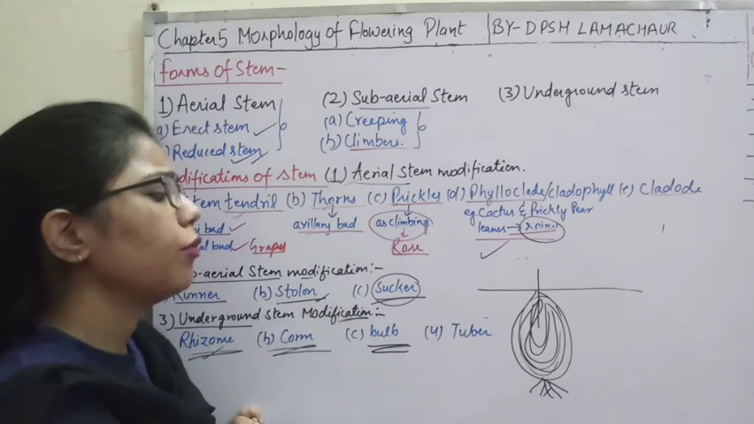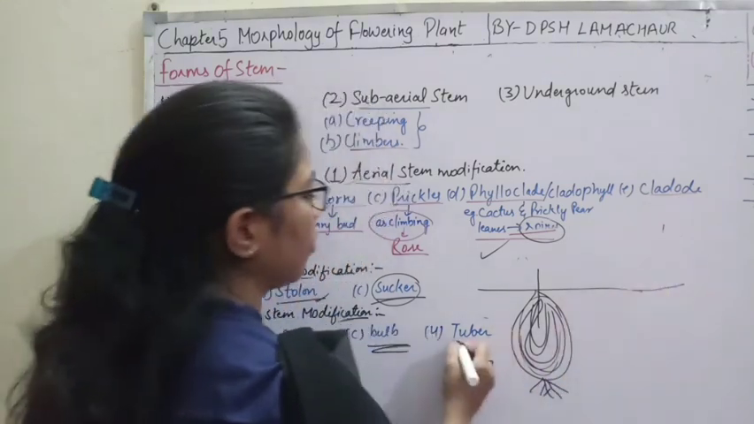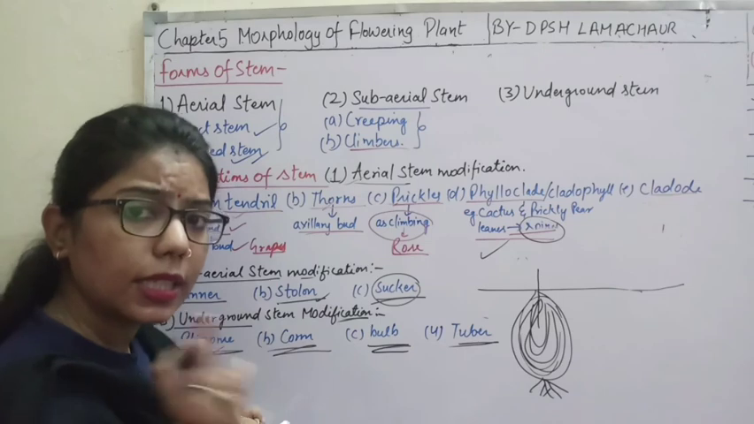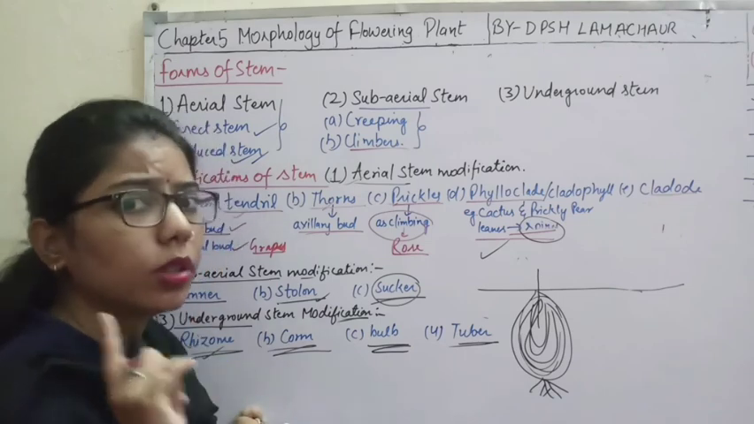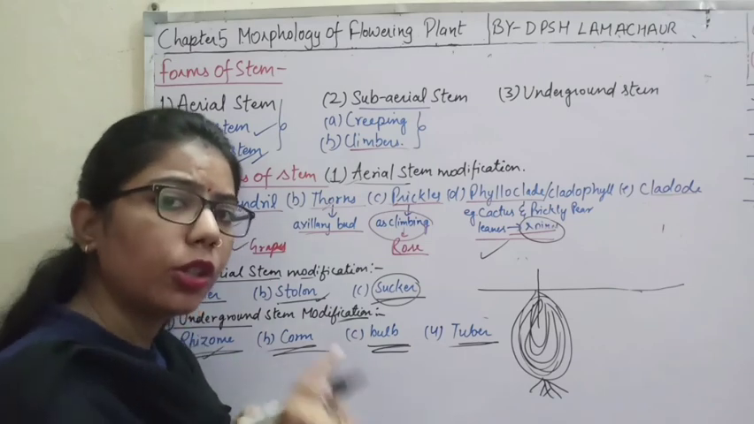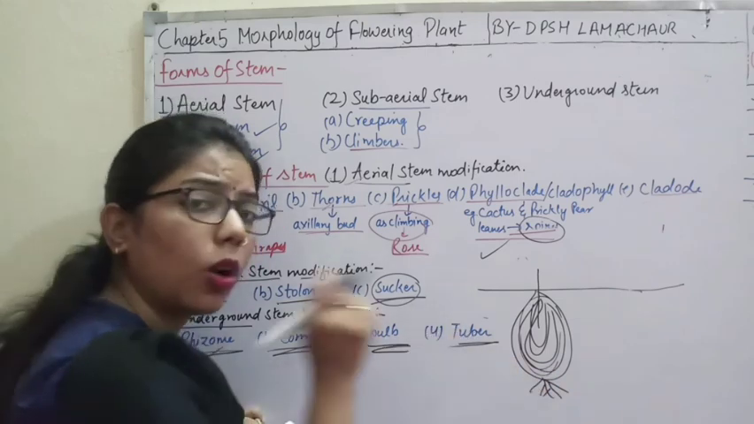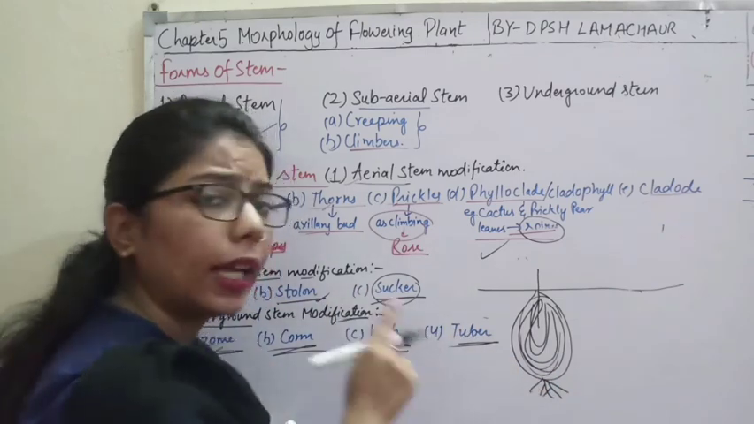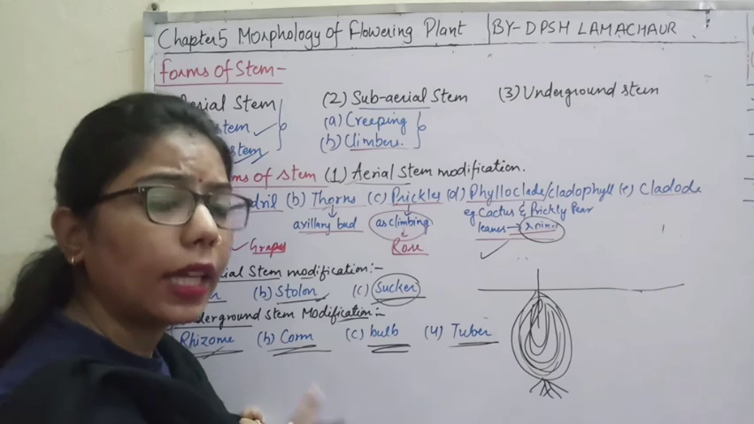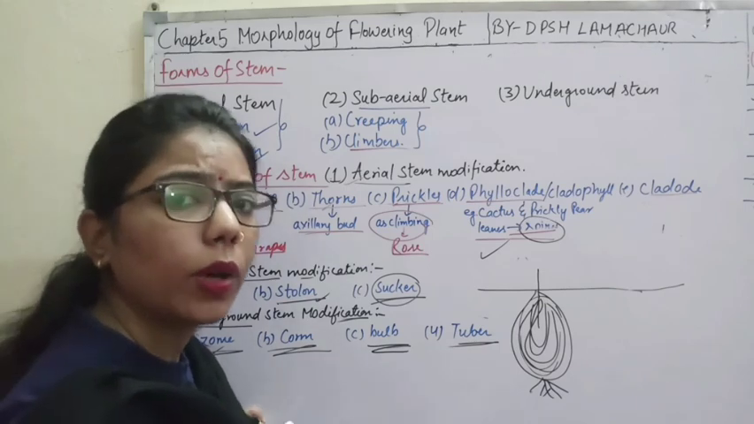Right. Now if we talk about the tubers, what is a tuber? You can see it in case of potato. I'm not talking about the sweet potato. Sweet potato is a root, but potato is a tuber, and it is a modification of stem, and that's why we are saying potato is a modified stem.